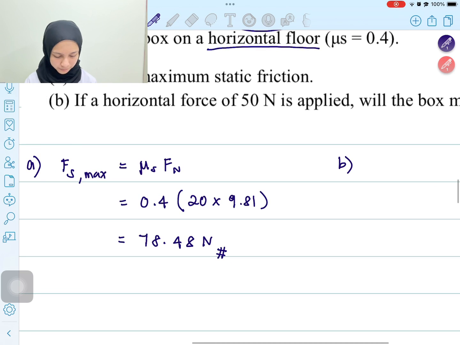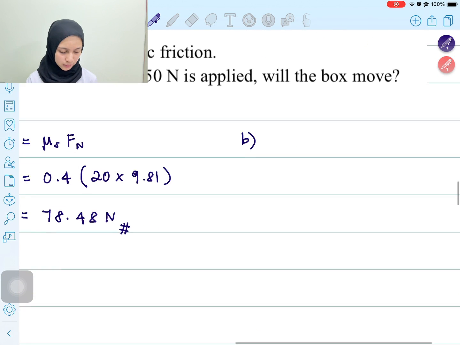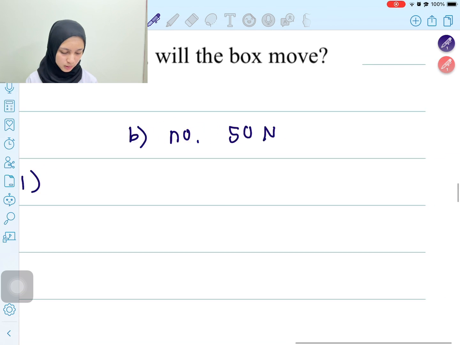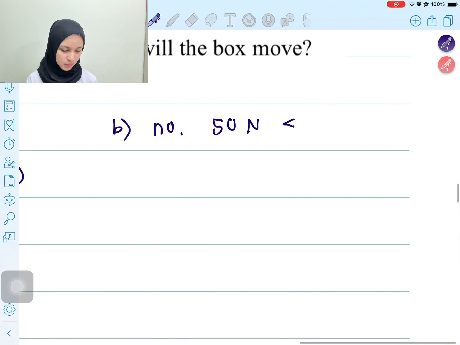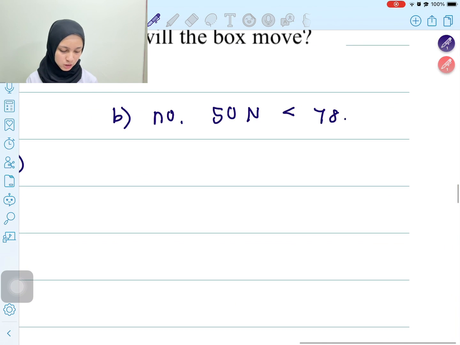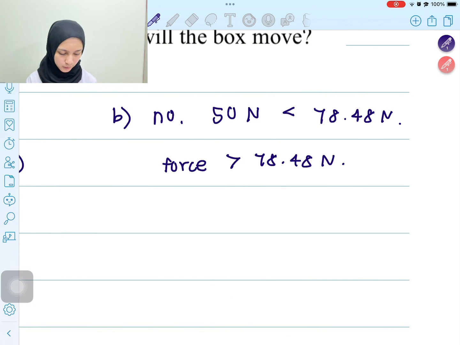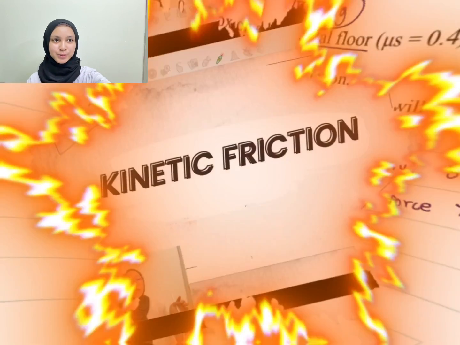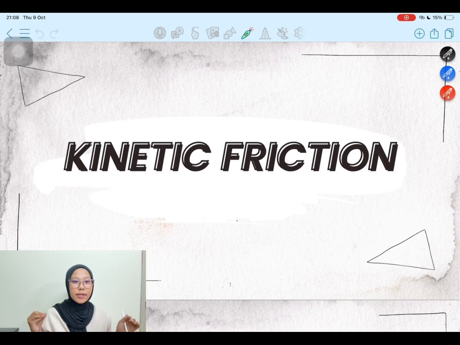Now, B. If a horizontal force of 15 Newton is applied, will the box move? In this case, it will not move. Why? Because 15 Newton, which is the force that is given, is less than the maximum static friction, which is 78.48 Newton. To make the box move, we need a force that is greater than 78.48 Newton. So that is all for static friction. Thank you. So now we will continue with kinetic friction.